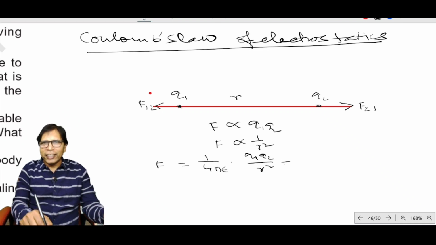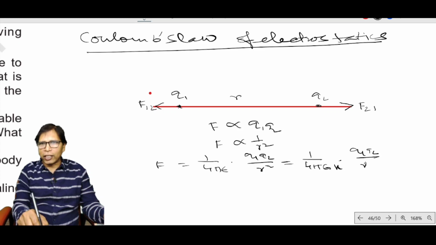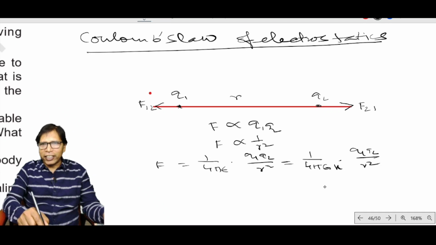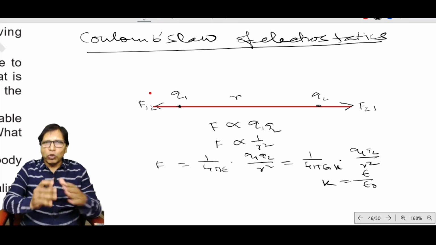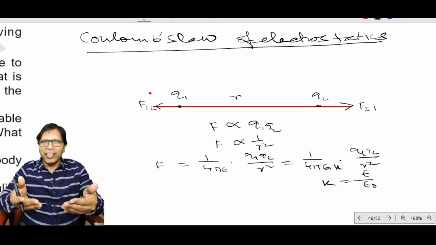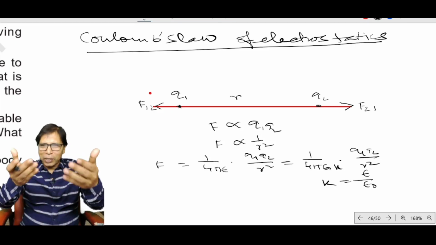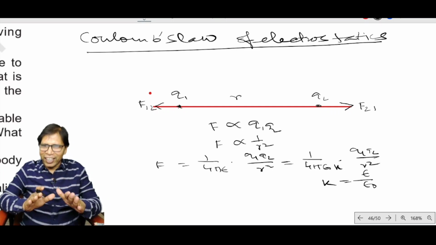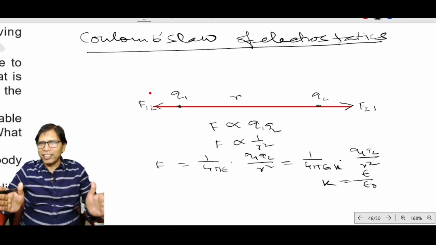Now look at this. This can be written as 1 by 4 pi epsilon naught into K into Q1 Q2 by r square, where K is called the dielectric constant and is equal to epsilon by epsilon naught. So the dielectric constant of a medium is the ratio between the permittivity of the medium and the permittivity of free space. Okay, so it has no unit.